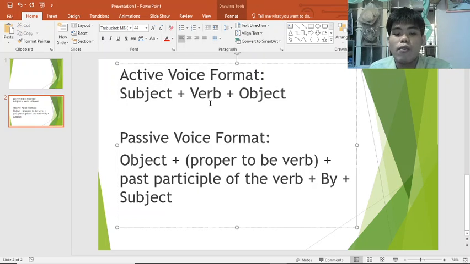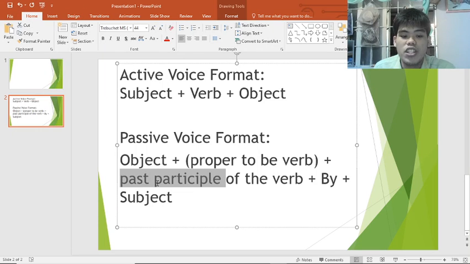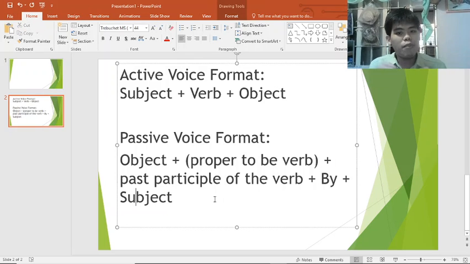Put the proper verb to be. So it's either is, was, were, and so on and so forth, as long as the linking verbs are proper. It depends on the sentence. Change the verb into its past participle form and add by. Again, last, we have the subject at the back. So again, the active voice is Amir played computer. Let's change it into passive: the computer was played by Amir.